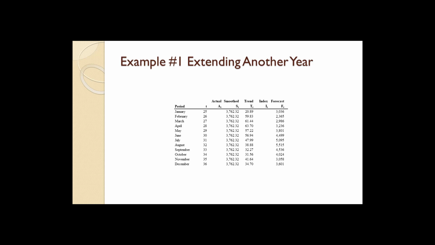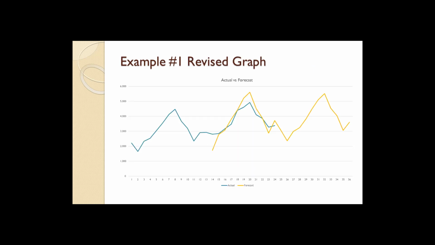The rest are calculated the same way. Since we do not have actual demand, we cannot compute the error terms or the MAD. The screen now shows a graph of the extended forecast. Notice how well the extra year tracks both the seasonality and trend of the first 2 years.